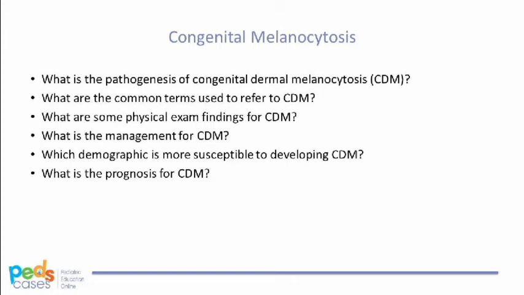And what are some of the physical exam findings for congenital dermal melanocytosis? Well, these lesions are evident within the first few weeks of life. They present since birth. They are more common in patients with darker skin types. Most commonly, it's a single lesion, but there can be multiple congenital dermal melanocytic lesions. Distribution is usually focused around the lower back and buttocks.